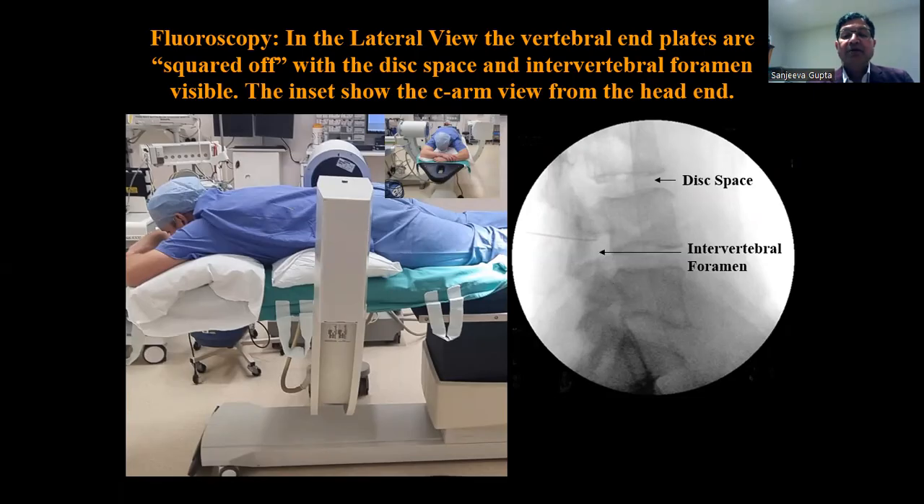So that is the disc space there. You can see the disc space here. Yeah, intervertebral disc space, L3-4, L4-5, and L5-S1, and that's the intervertebral foramina, and you can see the needle there.